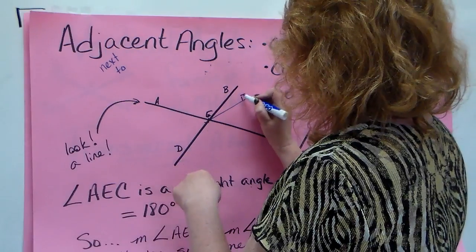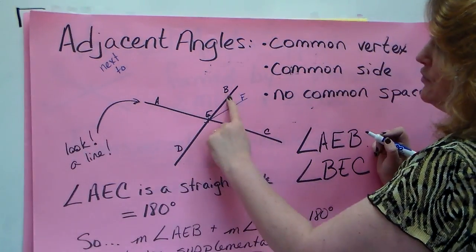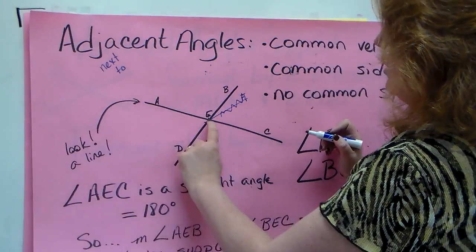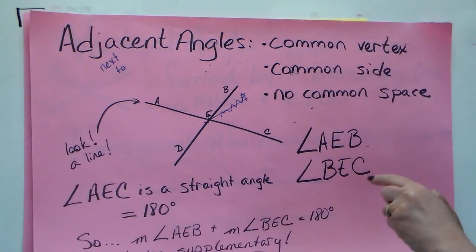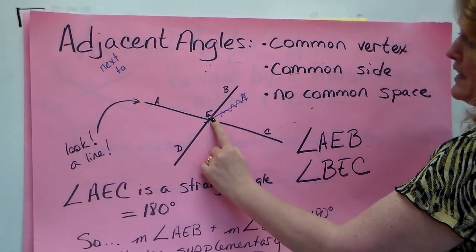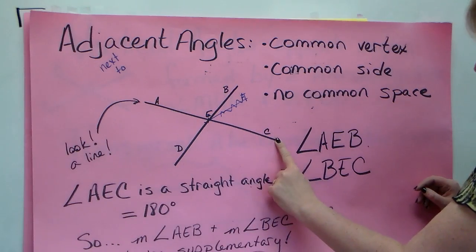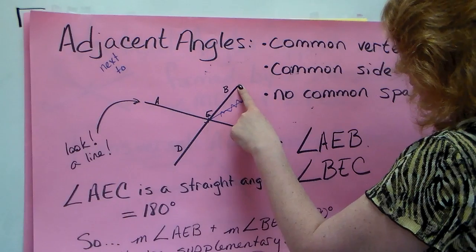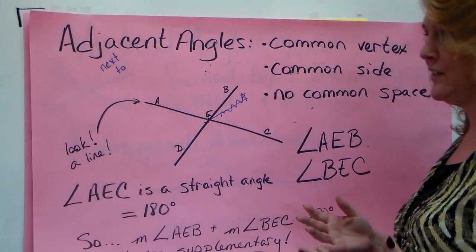A, B, C, D, E, F. Let's see. It's not A, E, F, and B, E, C. There's no overlap. None of that. They share a point, they share a line, but they don't overlap, so there's no common space. For example, angle AEB and angle BEC share a vertex and they share a ray. So they are adjacent angles. They're next to each other.